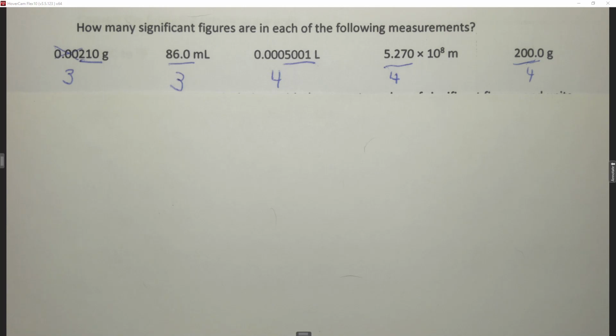So that's what's important. Also note that not everything is a measurement. Something might be in a definition, like 1,000 milliliters equals 1 liter, or something might be simply counted. There are 12 hats on the shelf. That's not a measurement. That's just a counted number. There's no significant figures in counted numbers, and there's no significant figures in definitions as well.